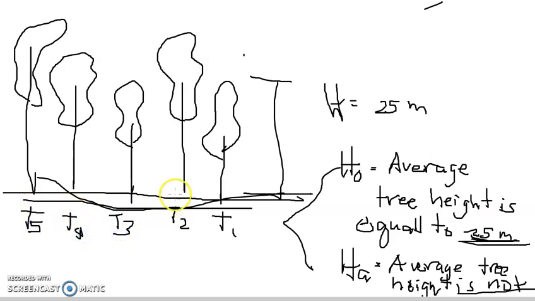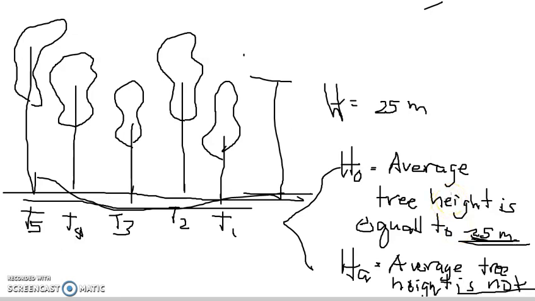Then you do simple averaging, which we discussed in our first lesson about central tendency. You get the mean, you have the average, and based on the result, you can decide whether truly the average height of the tree is equal to 25 meters or the average tree height is not equal to 25 meters. That is how simple it is when we test hypothesis. Okay? So that is the simpler one.